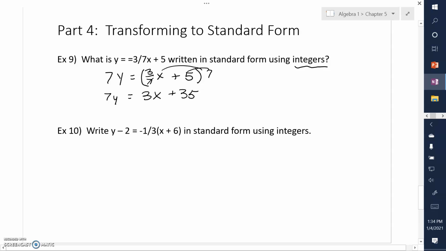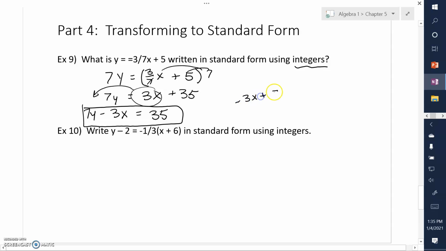So I just distributed that 7. And now I need to move this x. It's got to come over here because in standard form I have x and y on the same side. So I'm going to subtract 3x from both sides. And when I do that, I get 7y minus 3x equals 35. Boom, that is done. If you wanted to, could you have written negative 3x plus 7y equals 35? And the answer is yes.